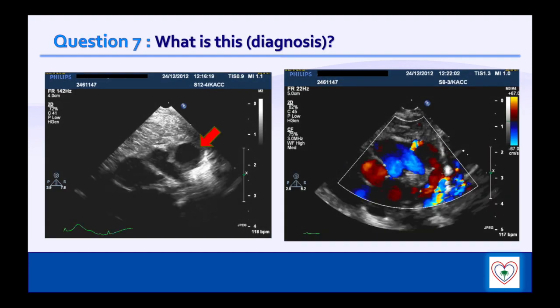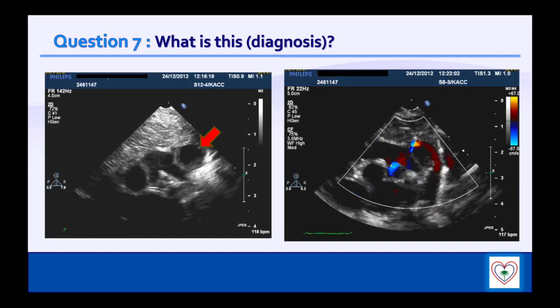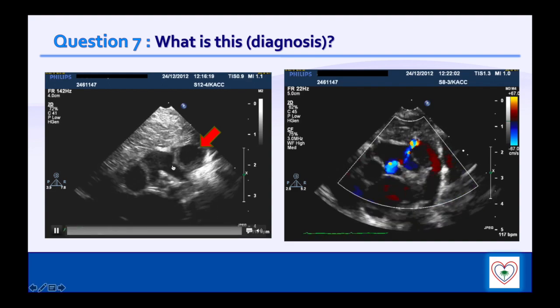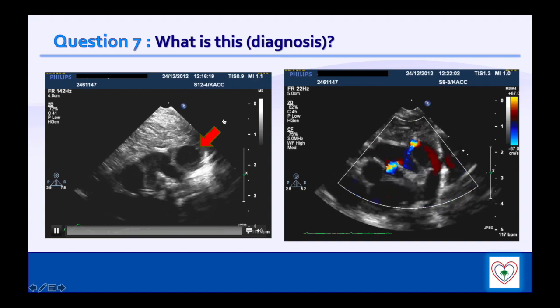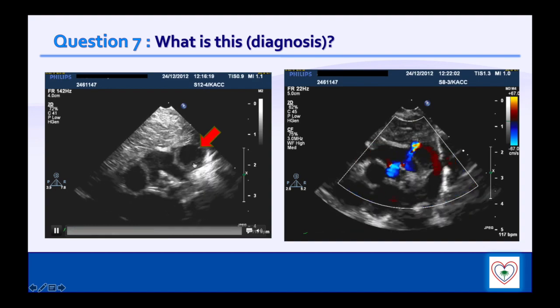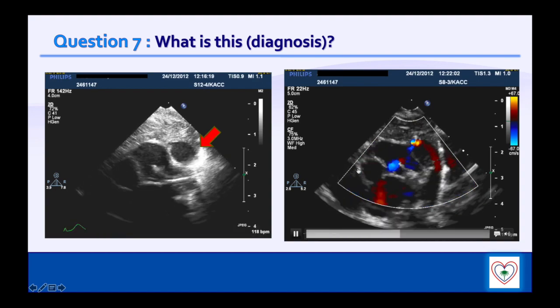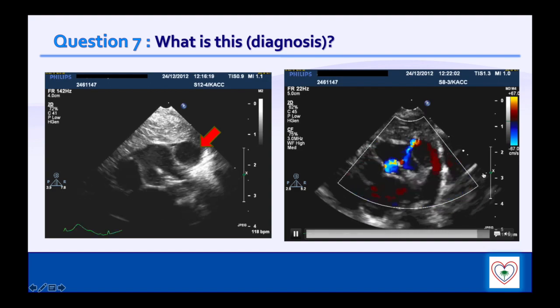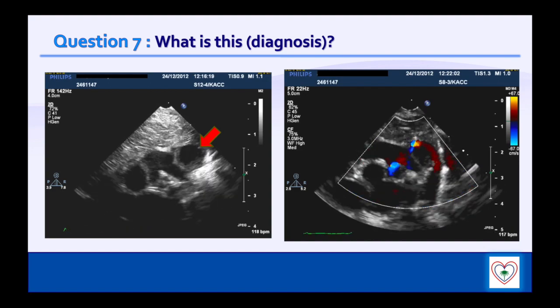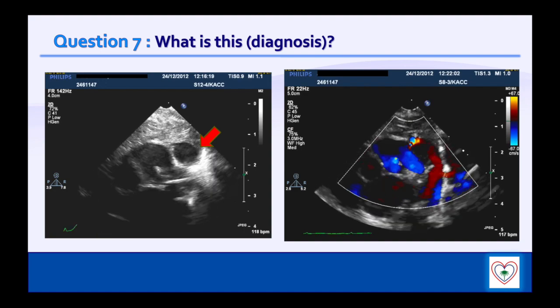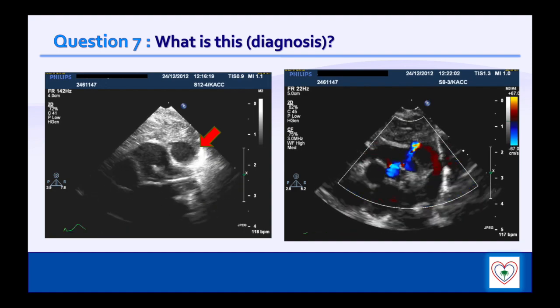This is the next question. This is transthoracic echocardiography. In this view, we have a high parasternal short axis view. The question is, what's your diagnosis? And I put an arrow here in this area. This is the same patient in the parasternal short axis, to give you more detail.